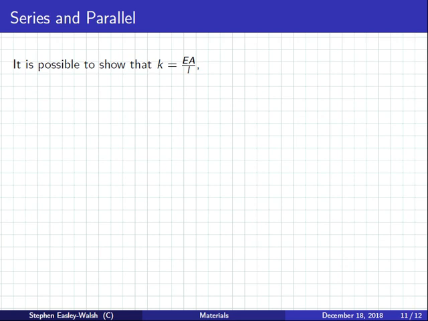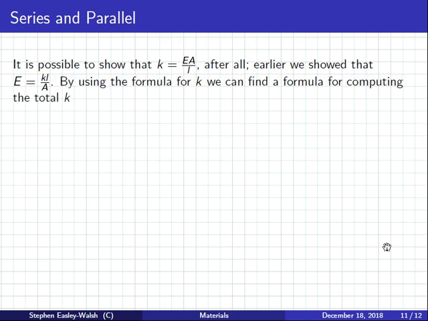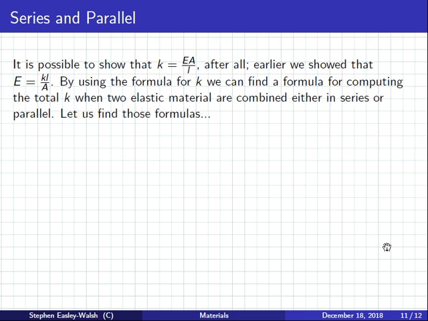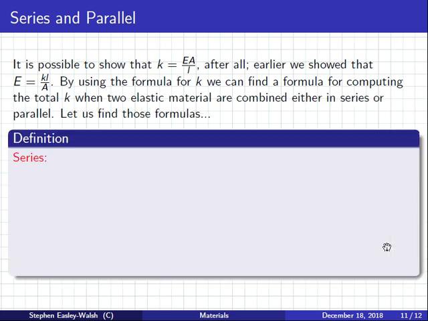We did this already. It's possible to show that K equals EA over L. After all, we showed that E equals KL over A earlier. And by using this formula, we can compute the total K when two elastic materials are combined in series or parallel. Let's find those formulas.